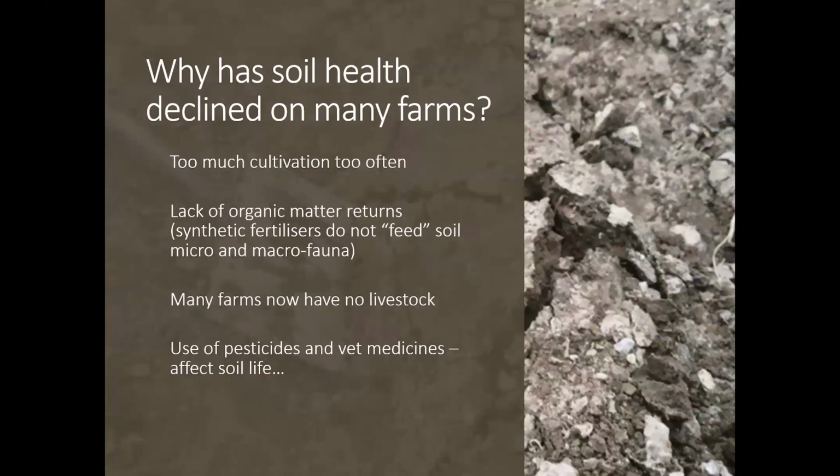So why has soil health declined on so many farms? Too much cultivation too often. When you're using power harrows and rotavators, they're smashing up soil aggregates. They're disrupting fungal hyphae, tearing them to bits, basically. So too much cultivation too often is not a good thing.